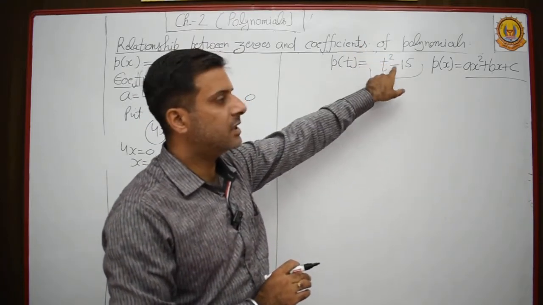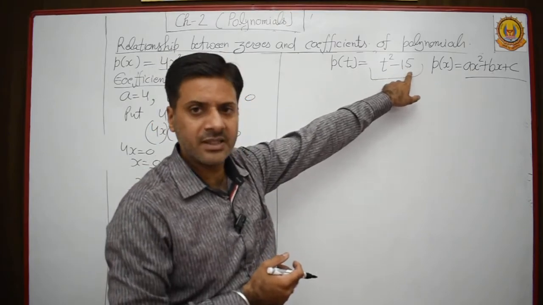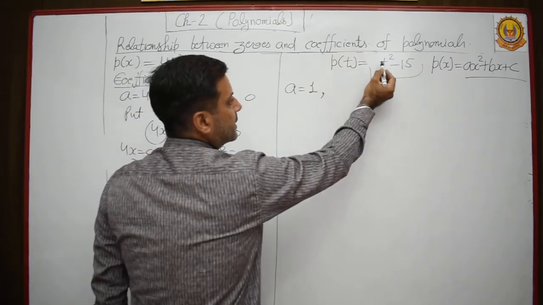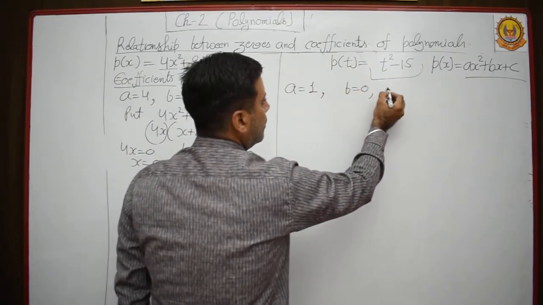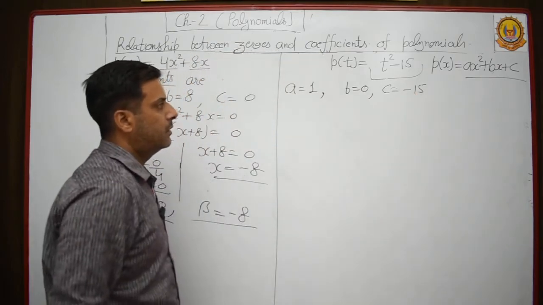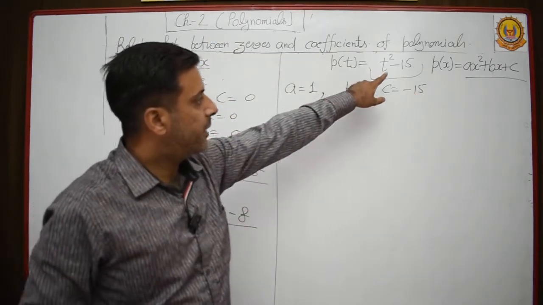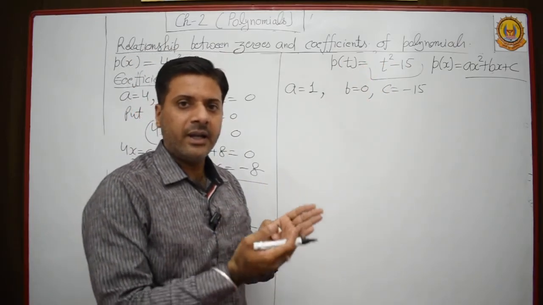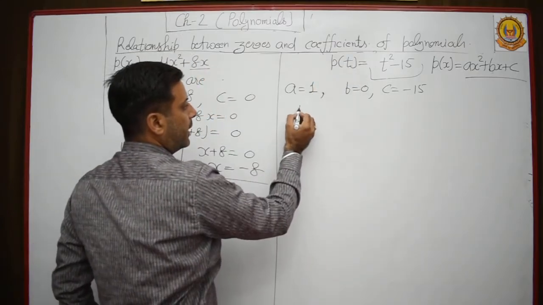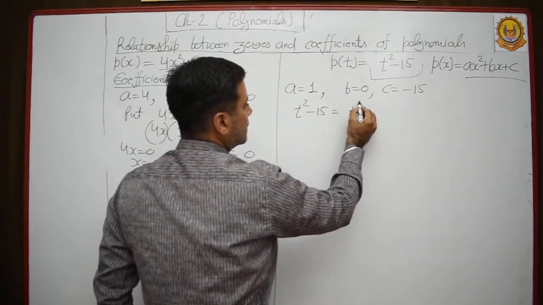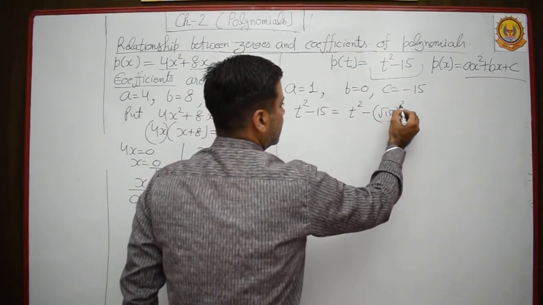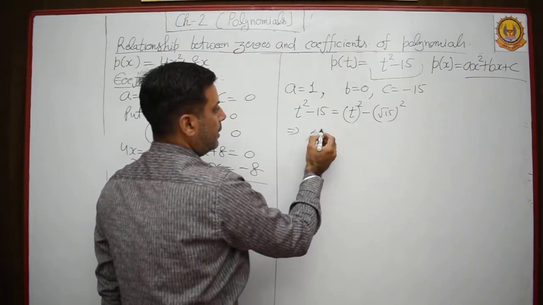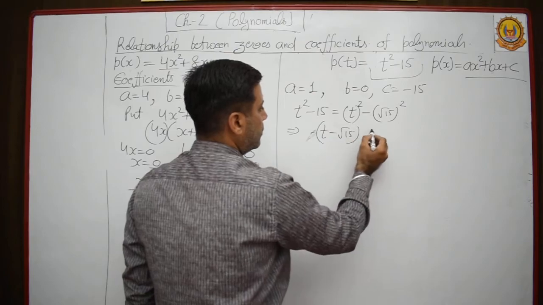t square, then it should be t, but t is not here, and the constant term is here. So here the value of a is equal to 1, the coefficient of t square. Now the middle term is missing, so b is equal to 0 and c is equal to minus 15. When the middle term is missing, you can find the zeros by using the identity a square minus b square. So you can write t square minus 15 like this, t square minus under root 15 whole square. So here a square minus b square, and you will get a minus b into a plus b.